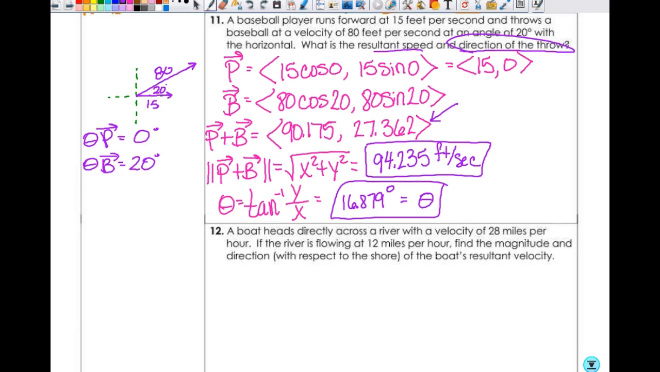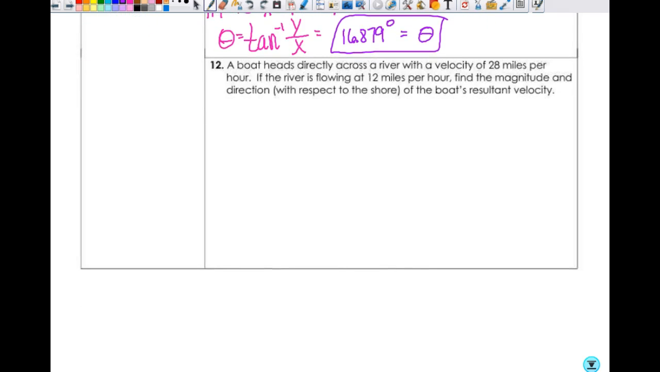All right, let's look at 12. So we have a boat heading across a river. So I'm going to make a river here. My boat heads directly across the river. They'll be directly across there. Velocity of 28 miles per hour. The river is flowing at a rate of 12 miles per hour. I want to find the magnitude and direction with respect to the shore.